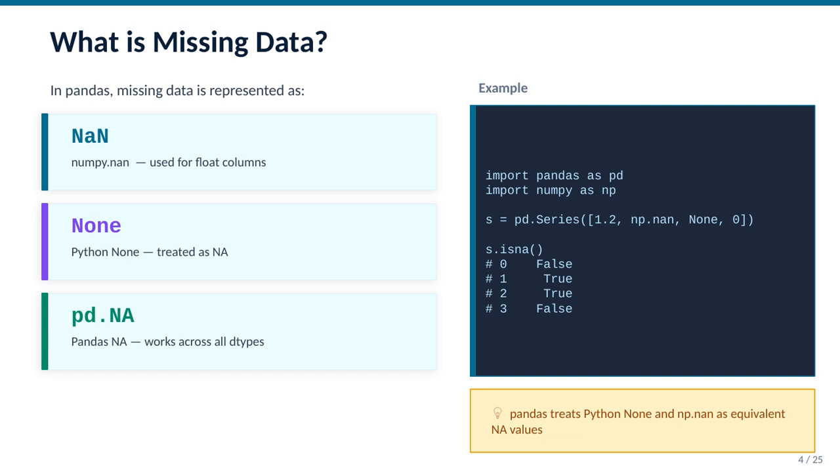When reading a data file, we can find missing values in pandas, and they can be NaN, Python None, or pd.NA. NumPy.nan is common in float columns, None is treated as NA, and pd.NA is a pandas sentinel that works across all types. For example, a series containing 1.2, NumPy.nan, None, and 0 yields isna results: False, True, True, False, and pandas treats None and NumPy.nan as equivalent NA values.